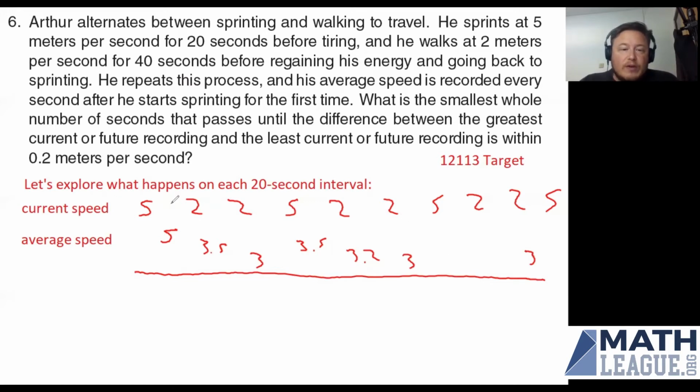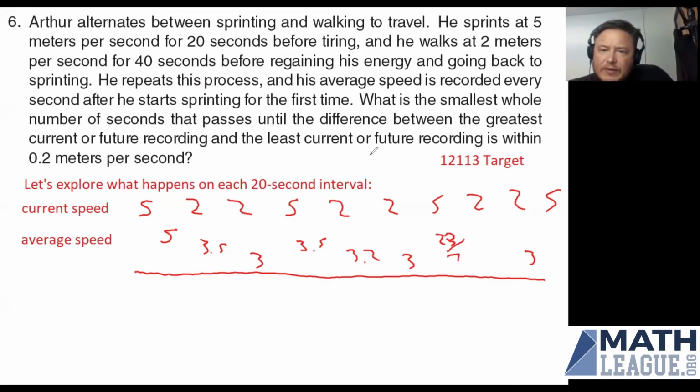So what have we got so far? 1, 2, 3, 4, 5, 6, 7 intervals. I've got 3 5s for 15. I've got 4 2s for 8. 15 plus 8 is 23, and we're dividing that by 7. So I'm just going to write it as a fraction here. This is 23 over 7.